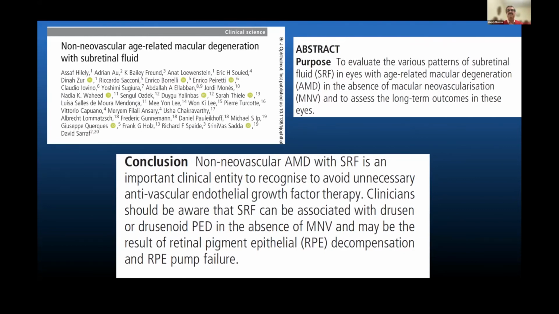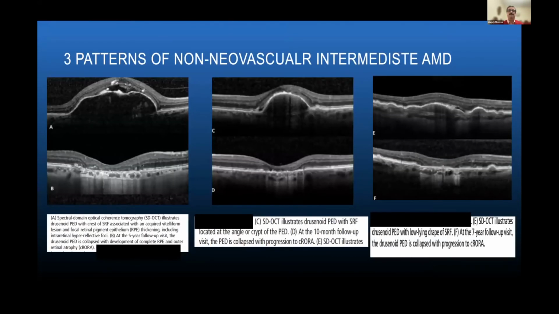And they have 3 patterns in their publication. The first pattern we see on the left side, the one like mine, I highlighted with the arrow. This is exactly like my patient, huge elevation of the retinal pigment epithelium with the vitelliform-like deposits, and the subretinal fluid is over the crest of the retinal pigment epithelium, and complete flattening with loss of the outer retinal layers.